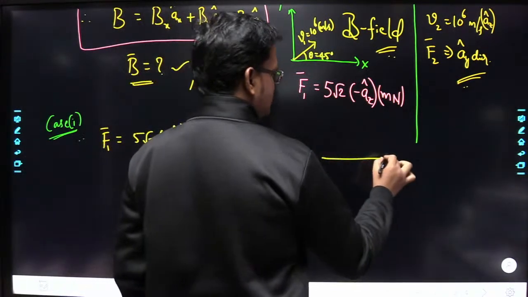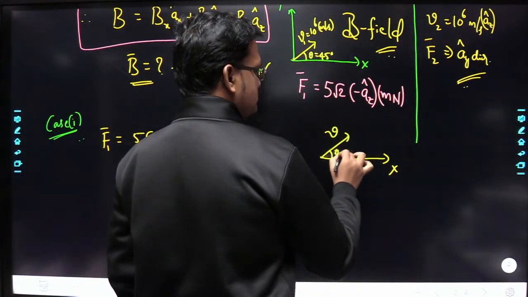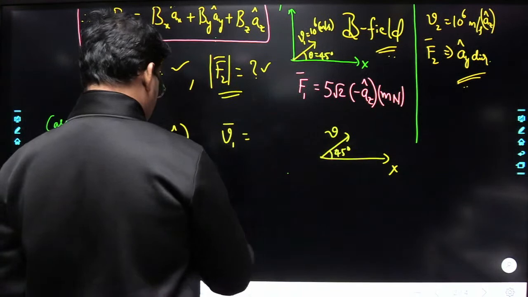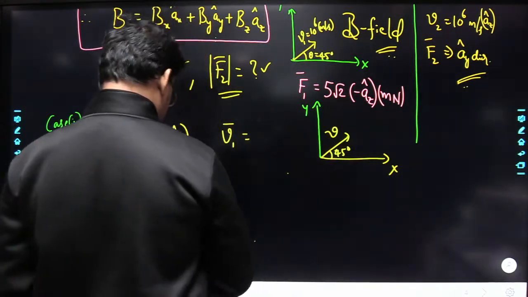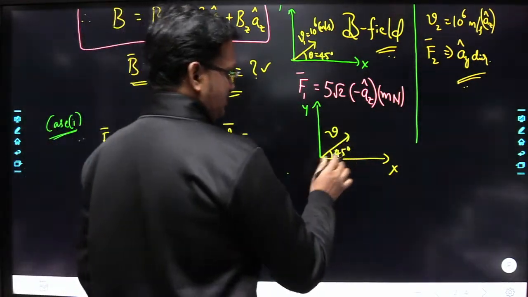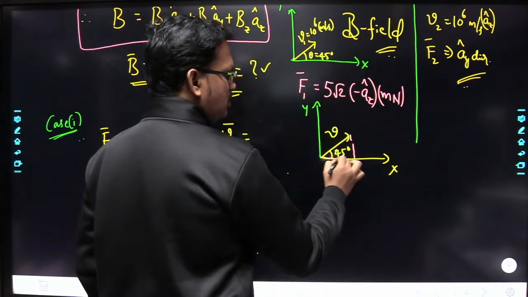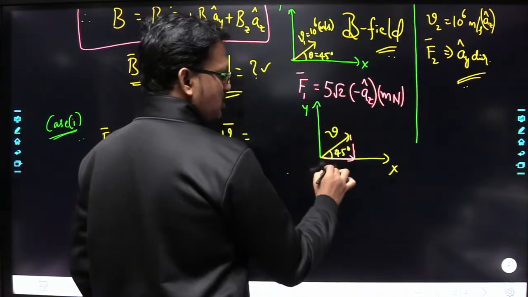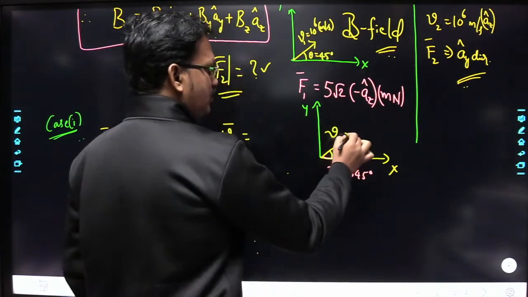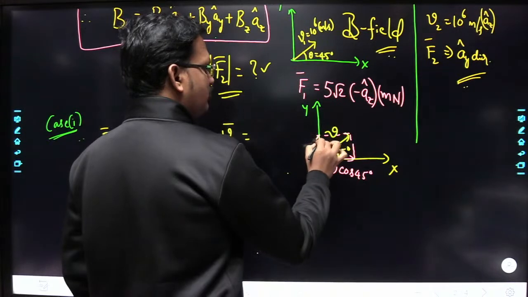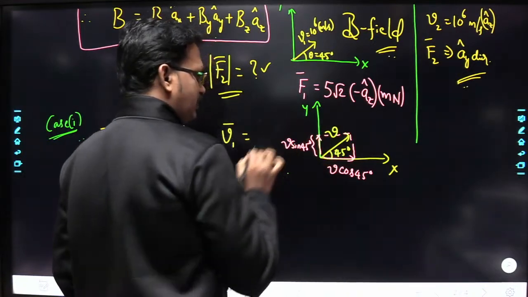So that means this is the x-axis and this is V. This angle is 45 degrees. And this is the y-axis. Now this velocity vector is neither along x nor along y, so I can resolve this into two components. Its x component will become V cos 45 degrees, and its y component will become V sin 45 degrees. Understood?